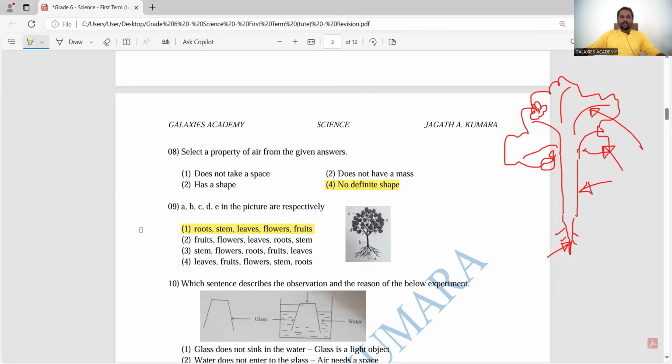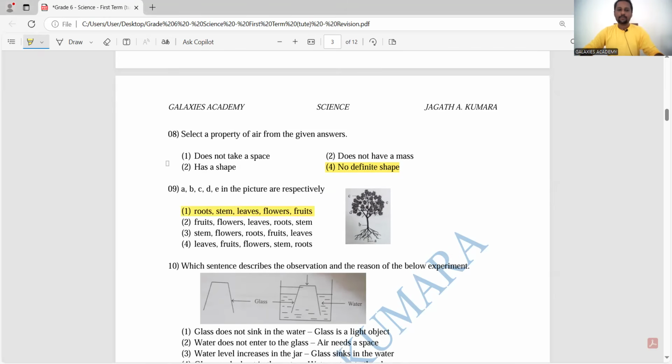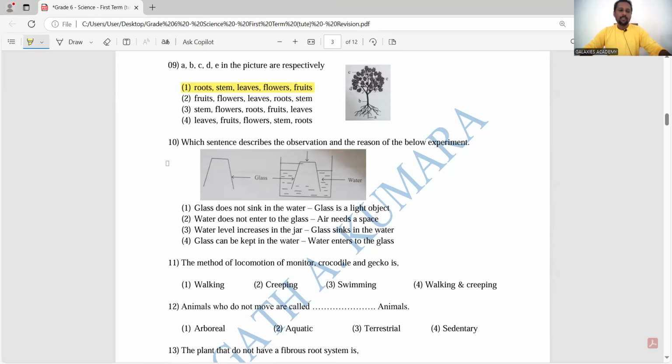Right. Now let's go to number 10. Question number 10, look at the 10th one given. This activity also we discussed in our classes. This activity we have to do to check that air occupies the space. Right. When we do this activity, the water does not enter into the glass. Why? What's the reason for it? Because air occupies the space. Then you can check the correct answer for this question.